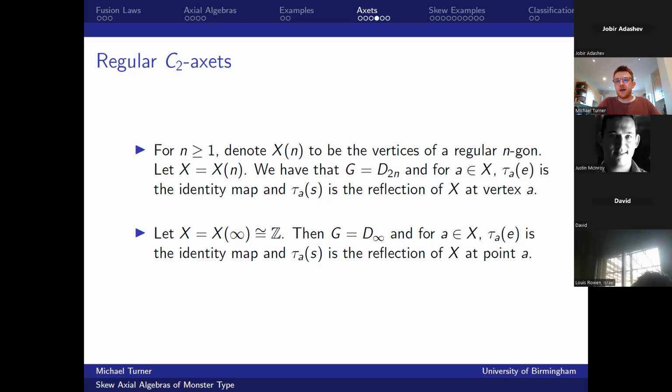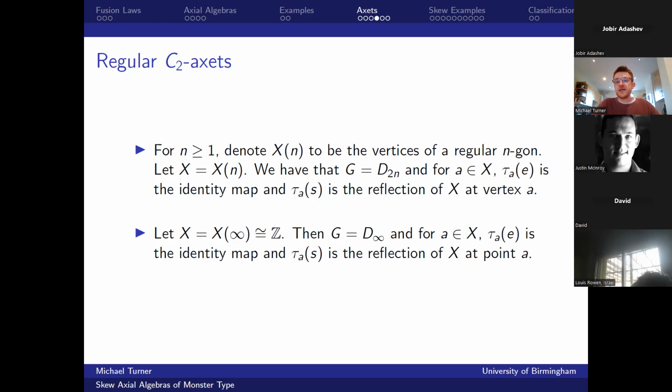And we can take the pair of two adjacent vertices to generate the whole axet. We can then take this to the extreme and look at X infinity. So this is going to be a straight line. We just get an infinite number line. Then the group is going to be the infinite dihedral group.